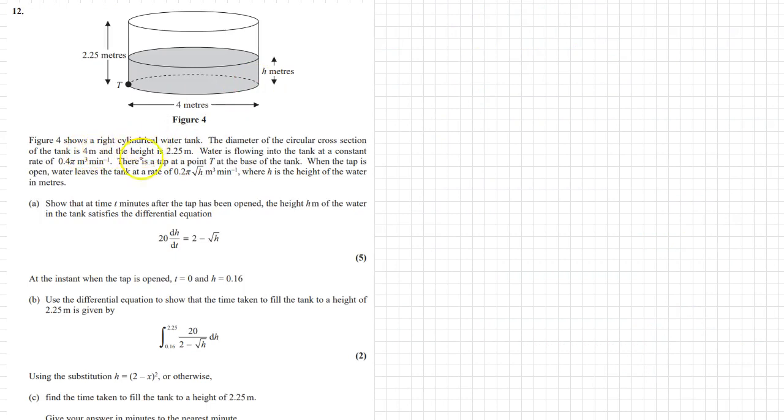The figure shows a right cylindrical water tank. The diameter of the circular cross section of the tank is 4 meters, so the radius is 2 and the height is 2.25 meters. Water is flowing into the tank at a constant rate of 0.4 pi meter cube per minute. There is a tap at point T.